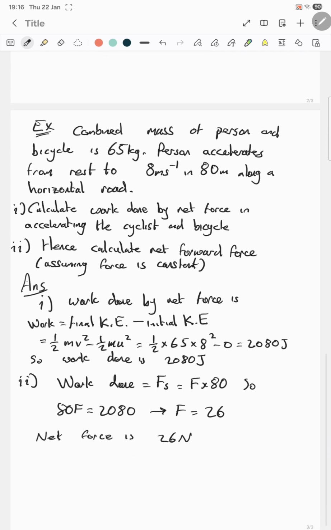An example: the combined mass of a person and bicycle is 65 kilograms. The person accelerates from rest to 8 meters per second in 80 meters along a horizontal road. First, we calculate the work done by the net force in accelerating the cyclist and bicycle. And secondly, we will calculate the net force, assuming the force is constant.